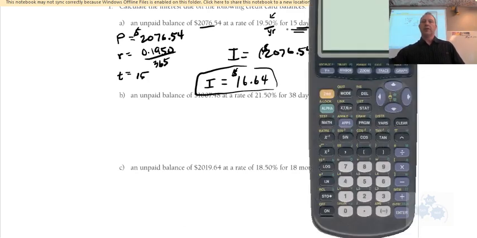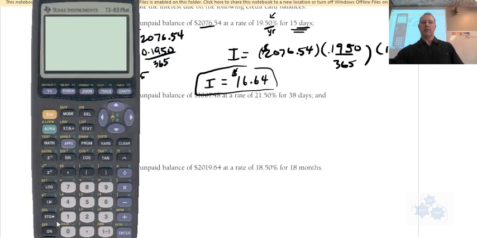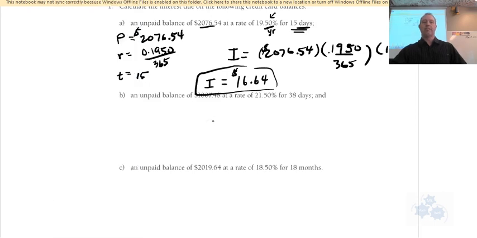All right, so your calculator may not look exactly like mine, but what you want to do is take your original 2076.54, times, now if you're going to do this as a fraction there, you might want to use some brackets. 0.1950 divided by 365, and then end brackets, and then multiply by 15. So 16.64. Okay.